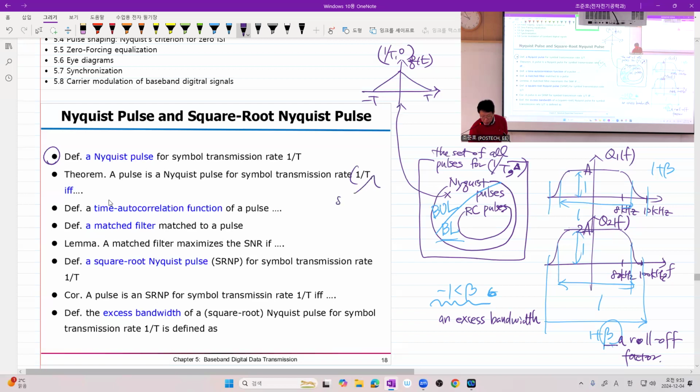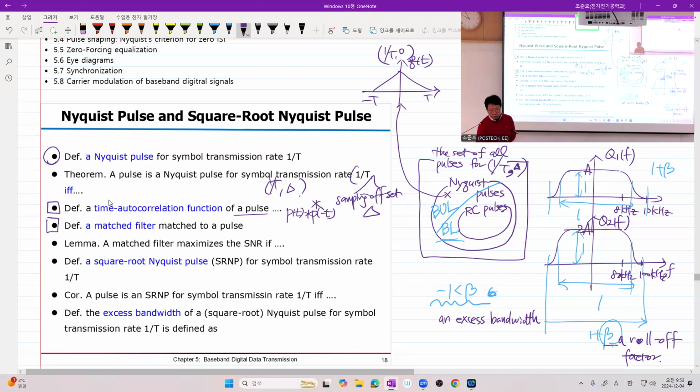Symbol rate and sampling offset delta. So you have to specify 1 over T and delta. Now, some of you already know from synchronization systems, because your textbook has the definition, the time autocorrelation function of a pulse, which is something like P of t. If you have a pulse P of t, the time autocorrelation function is defined as P of t convolved with its time-reversed complex conjugate.